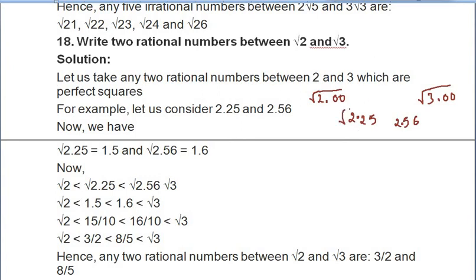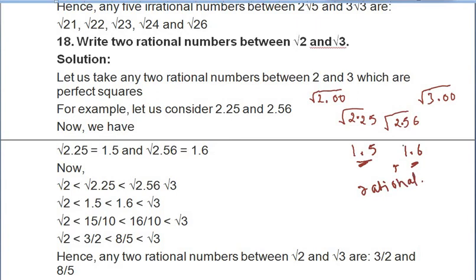So if I take the under root of these numbers, what I will get: under root 2.25 I will get as 1.5 and under root 2.56 I will get 1.6. So you see in these numbers 1.5 and 1.6 there is no under root. Hence they are rational numbers.